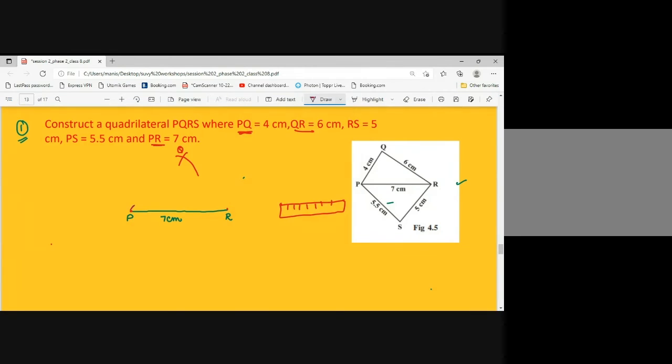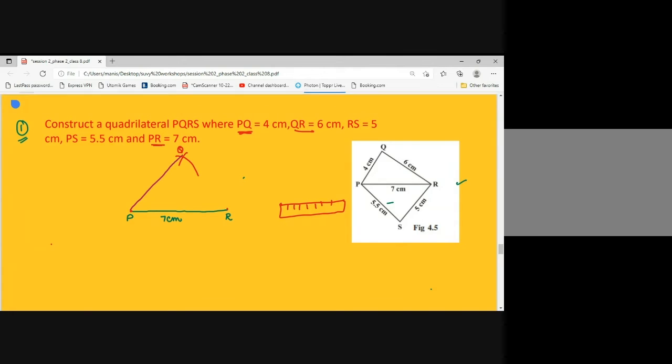We will just join PQ and QR. This is 4 centimeters, this is 6 centimeters. Is it clear? Now, RS and PS. We will measure an arc of 5 centimeters, place the compass at R and mark an arc. Ma'am, one second. Let me draw my Q.